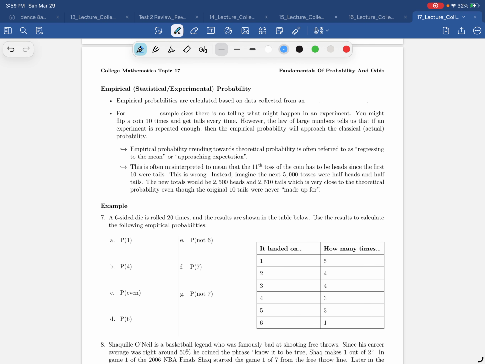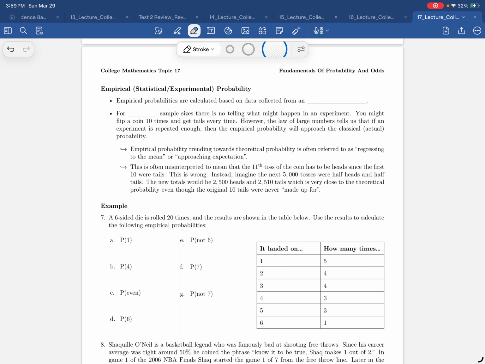Next, we're going to look at a different kind of probability. It's called empirical or experimental probability. Empirical probabilities are based on data collected from an experiment. And for small sample sizes, there's no telling what might happen. You might flip a coin 10 times and get tails every single time. Like that's possible. It's not likely, but it's possible.